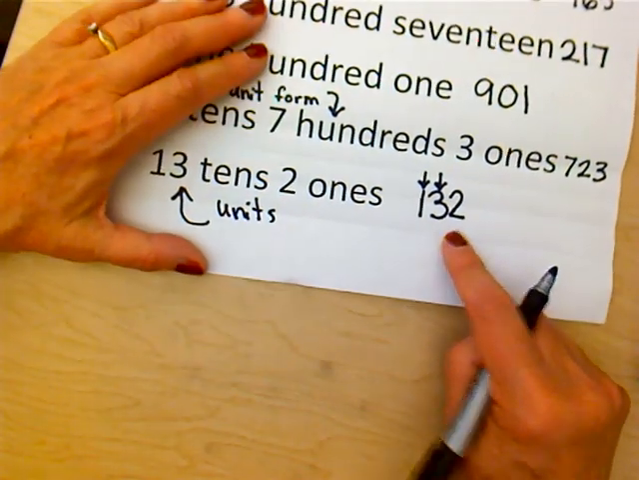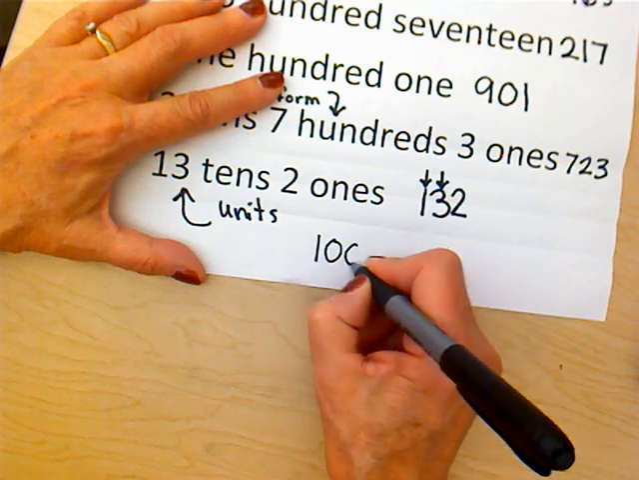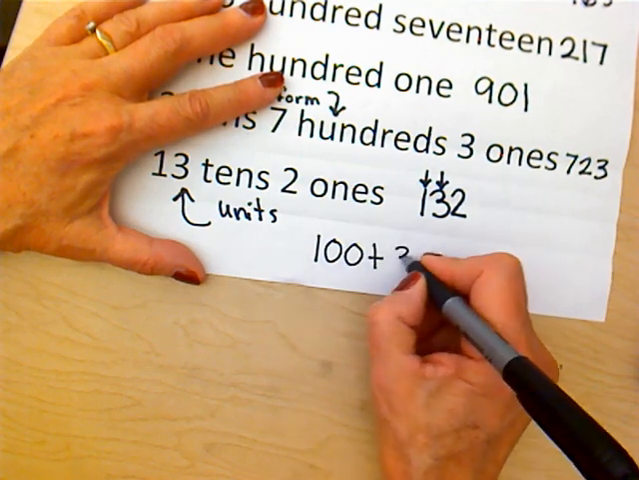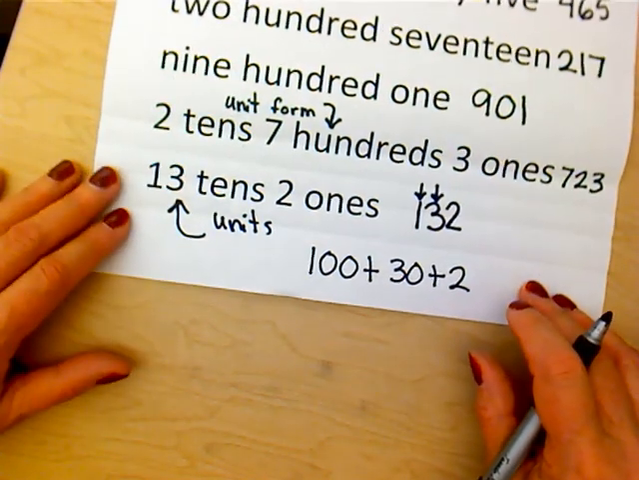If I was writing that in expanded form, it would be 100 plus 30 plus 2.